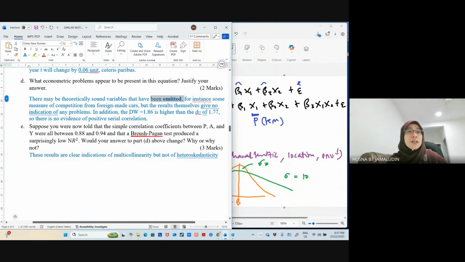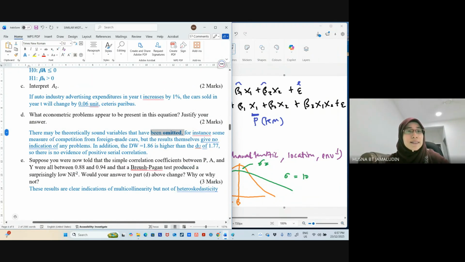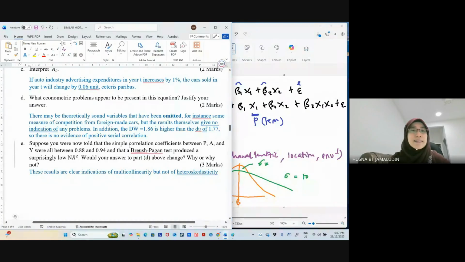Of course, because previously when you look at Durbin-Watson, it is around 2. So when it is around 2, you are saying that there is no evidence of positive serial correlation. But then, when you are using a different test, which is the simple correlation coefficient, the value is high. So it says that you have a serial correlation problem as well, but using a different method. So would your answer to part D change? Of course, it changed, right?